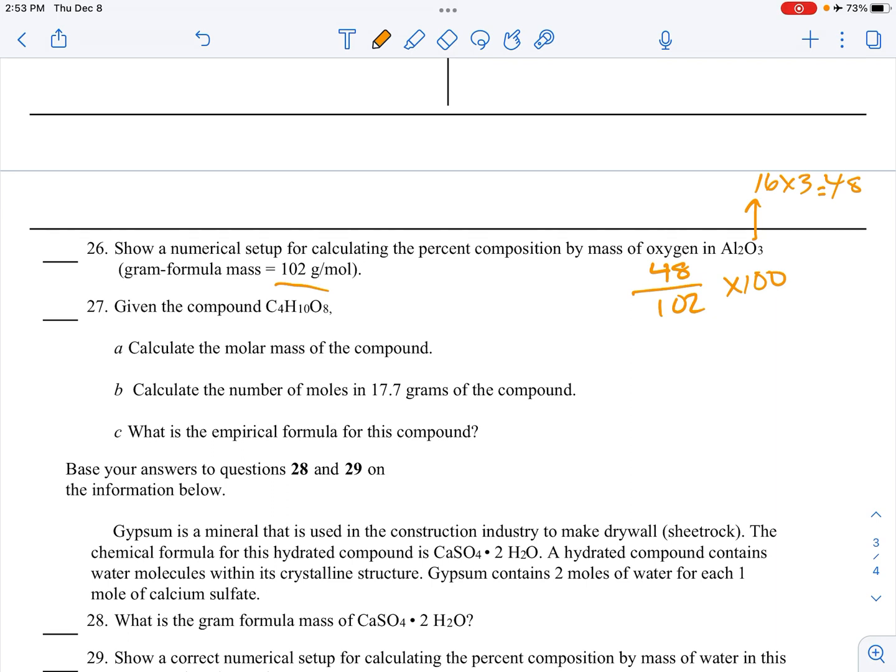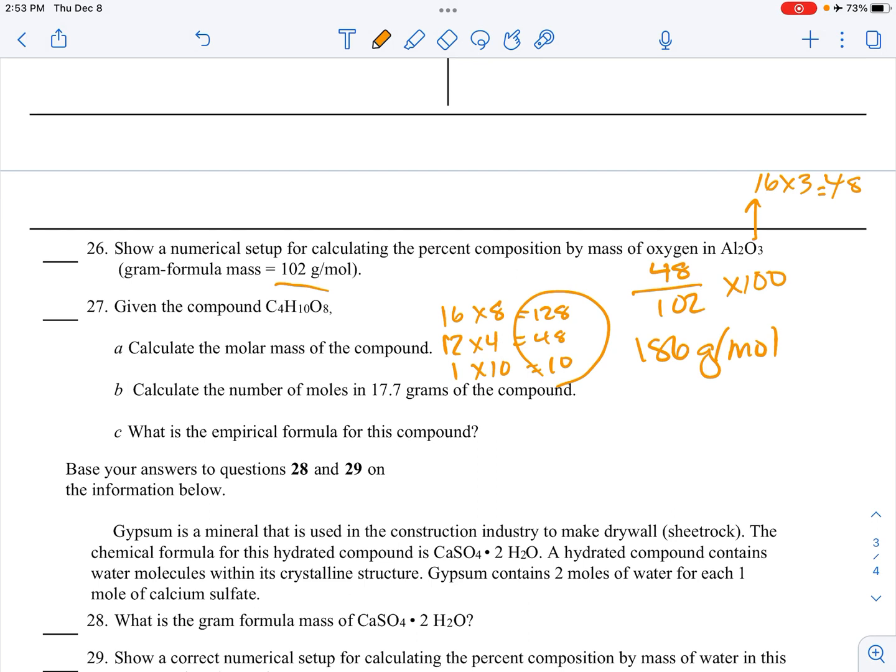Okay? Okay, given the compound, calculate the molar mass of the compound. So that's GFM. Well, sorry, let's go in order. 12 is the mass of carbon times 4. 1 is the mass of hydrogen times 10. 16 is the mass of oxygen times 8. So 16 times 8 is 128. 12 times 4 is 48. 1 times 10 is 10. And we're going to add those up. So 48 plus 10 plus 128 gives you a mass of 186 grams per mole.